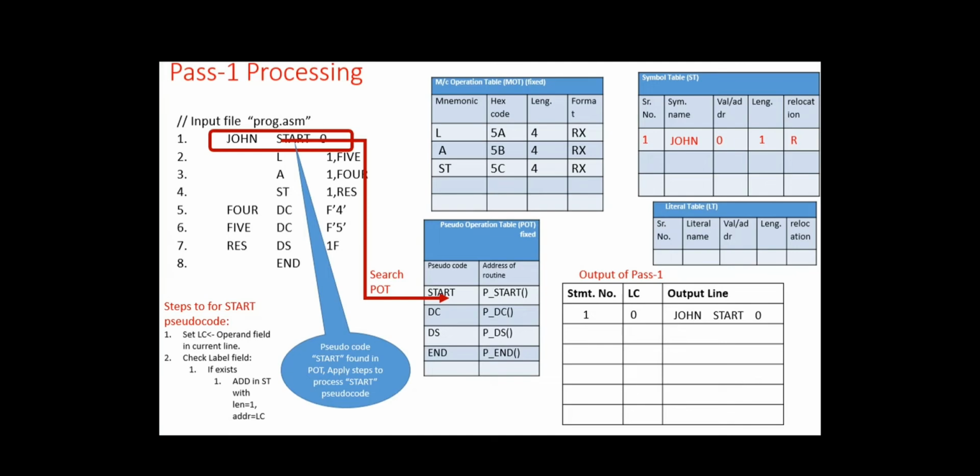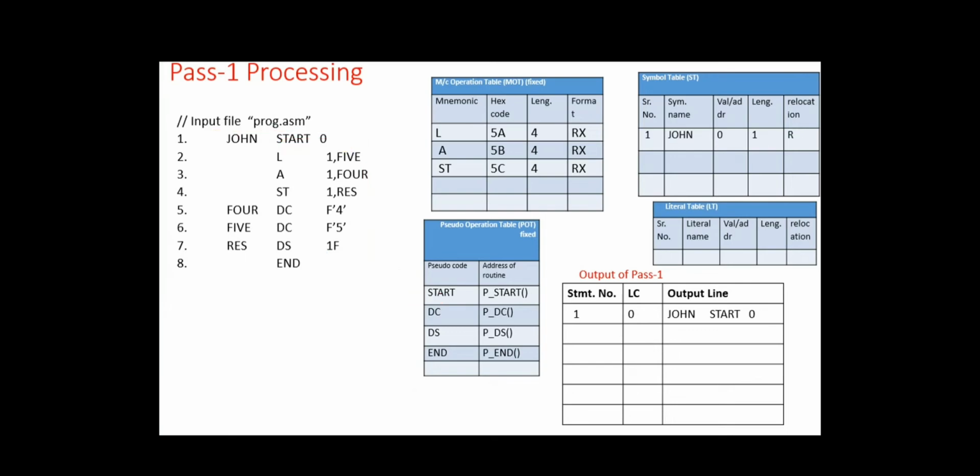It will be removed in pass2. There is no except DCDS. All the pseudocodes are removed in pass2, and for DCDS we will allocate the memory. So start को कोई memory allot नहीं होता है. That's why no change in your location counter. So this is what the current scenario is.